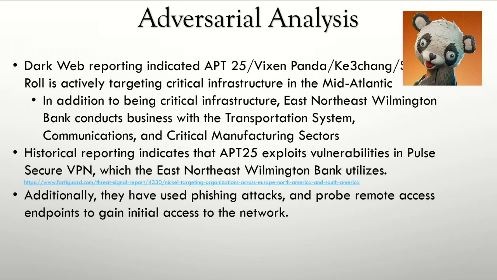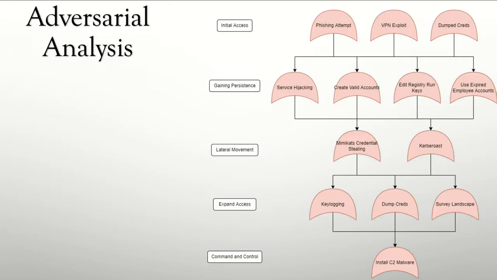And last, they've been using a lot of phishing attacks and then probing remote access endpoints to gain initial access to the network. So here is one example of adversarial analysis. You see from the top, this is all taken from recent reporting. You have your initial access, your gateway, methods for persistence, lateral movement inside the network, how they expand access, and command and control.